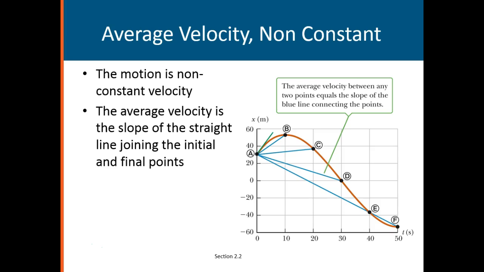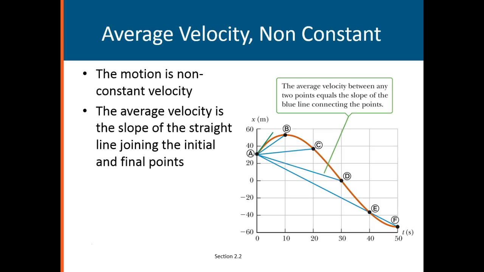When you have average velocity with non-constant motion, then the average velocity is the slope of the straight line joining the initial and final points. However you do that, the slope of the line joining the two points in question, that will be your average velocity. Always final minus initial. And since your displacement here is your vertical axis, this would be change of x over change of time. Change of x being negative over change of time, positive. Even though it traveled that way, that still winds up with the same average velocity from A to E as it is to A to F.